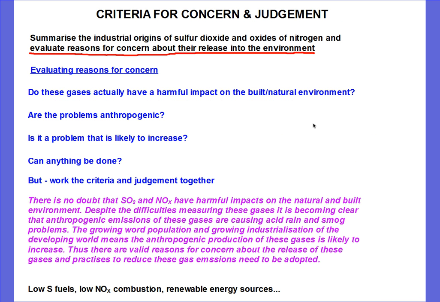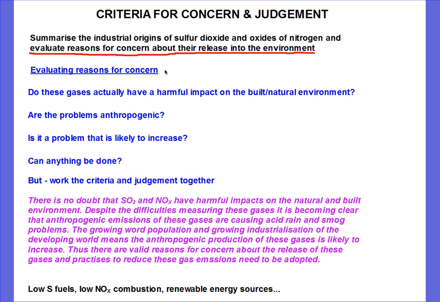Often these questions are evaluate questions too, and evaluate requires a criteria. The dot point itself says summarise the industrial origins of sulfur dioxide and oxides of nitrogen and evaluate reasons for their concern about the release into the environment. So this is the thing here, evaluate reasons for concern about their release into the environment. So what are the reasons for concern, or what would be the criteria for having concern about these gases?